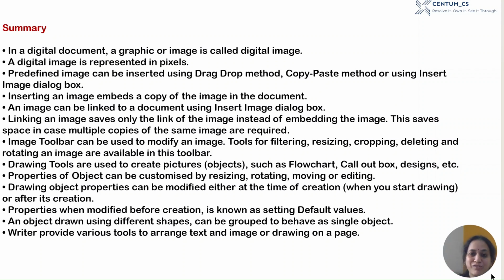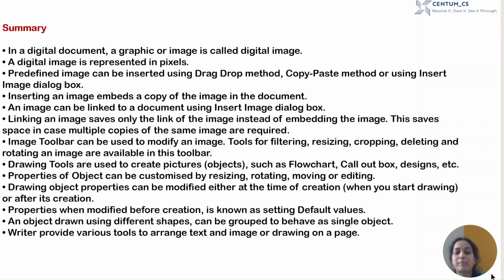Now it's the time for summary. We'll just recall all the points related to this particular chapter. In a digital document, a graphic or image is called a digital image. A digital image is represented in pixels. A predefined image can be inserted using the drag and drop method, copy paste method, or the insert image dialog box. Inserting an image embeds a copy of the image in the document.